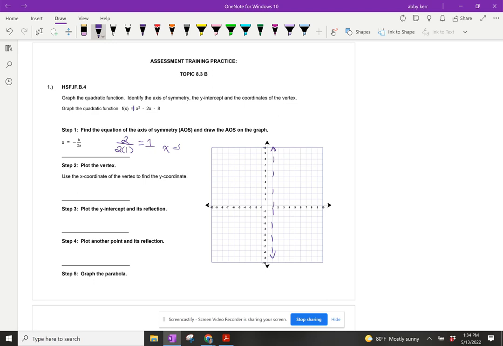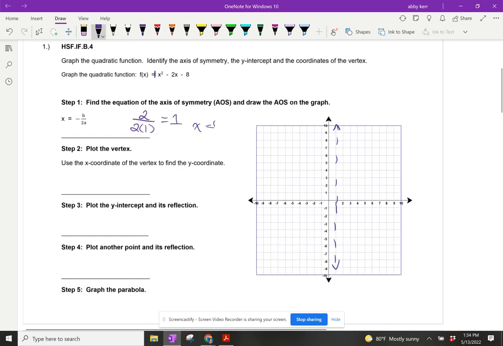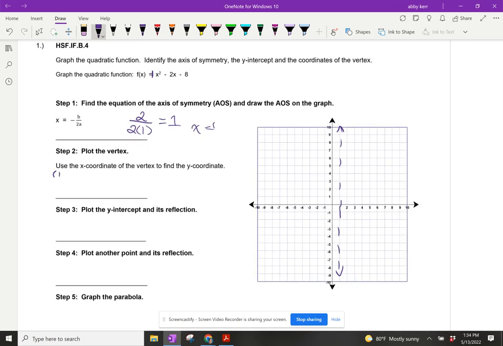Now you want to use the x coordinate to find the y coordinate, and all you have to do is plug that in and then let the calculator evaluate. So 1 squared minus 2 times 1 minus 8. The calculator will evaluate it to be -9.